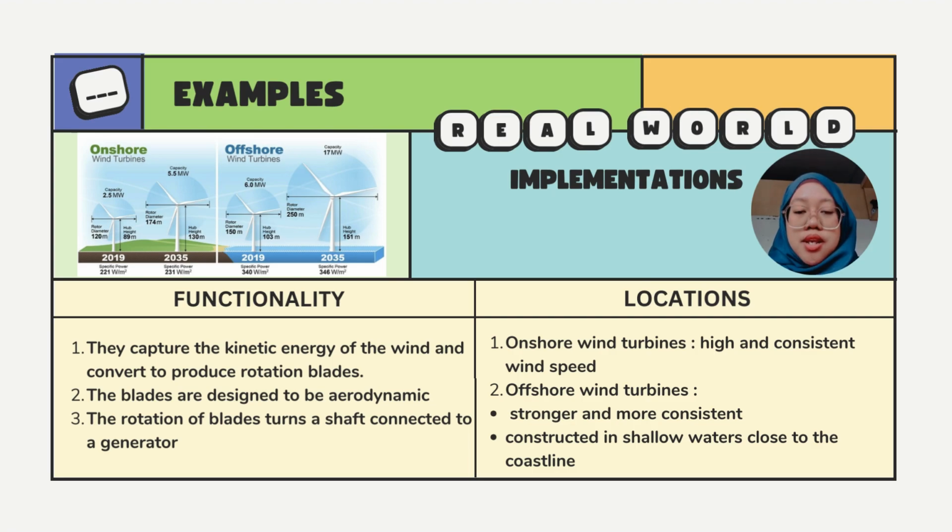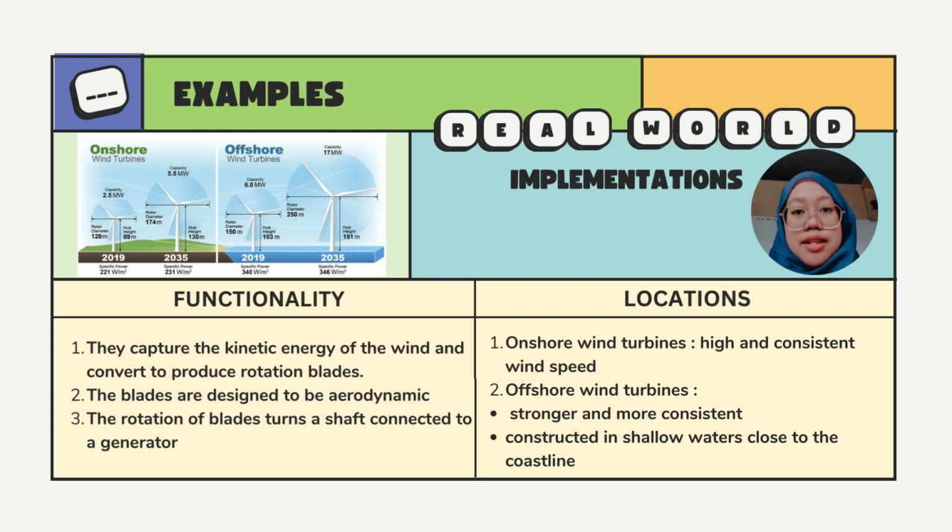I'm going to explain and elaborate more with examples of real-world implementation. Firstly, for functionality, wind turbines operate on a simple principle. They capture the kinetic energy of the wind and convert it into mechanical power through the rotation of their blades. The blades are designed to be aerodynamic, allowing them to efficiently capture wind energy. They are typically made of fiberglass reinforced polyester or wood epoxy composites to withstand the stress of rotation. The rotation of the blades turns a shaft connected to a generator, which then produces electricity.